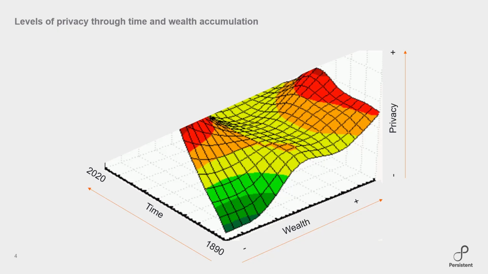So if we were to plot how levels of privacy evolved through time and wealth accumulation during the 20th century, we could have had the following 3D surface. Privacy might have been high for a wealthy person because he or she could afford it for someone in 1890, but low for non-wealthy people. But as capitalism progressed through the 20th century and rights to privacy were made into laws, much more people could have enjoyed higher levels of privacy.